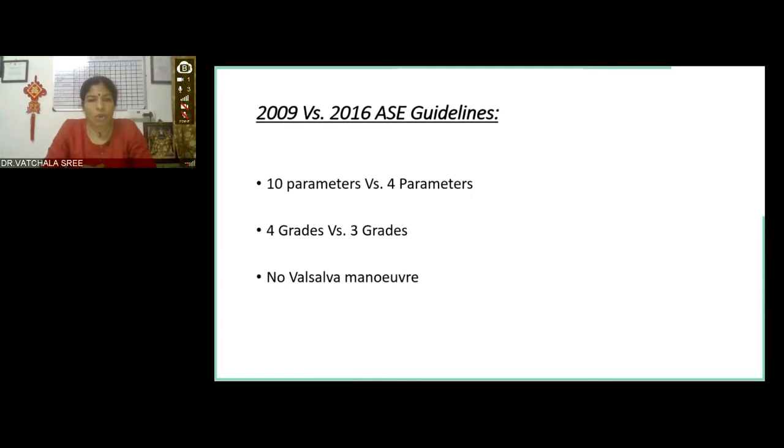Now, I just want to touch upon two important guidelines: the 2009 ASE guidelines and the 2016 ASE guidelines. The reason I thought it was important to include this in the topic is that the parameters we used to take into consideration for assessment of diastolic dysfunction have been narrowed down to 4 in the 2016 guidelines, as opposed to 10 parameters in the 2009 guidelines.